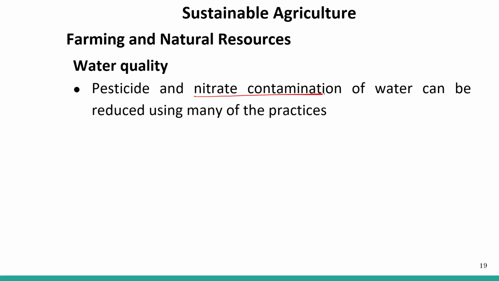Pesticides and nitrate are so harmful for the water quality. Pesticides and nitrate contaminate the water, which can be reduced using many of the practices. So we should not go for the chemical fertilizer. By avoiding the chemical fertilizer and the pesticide and herbicide use, we can minimize the water contamination.